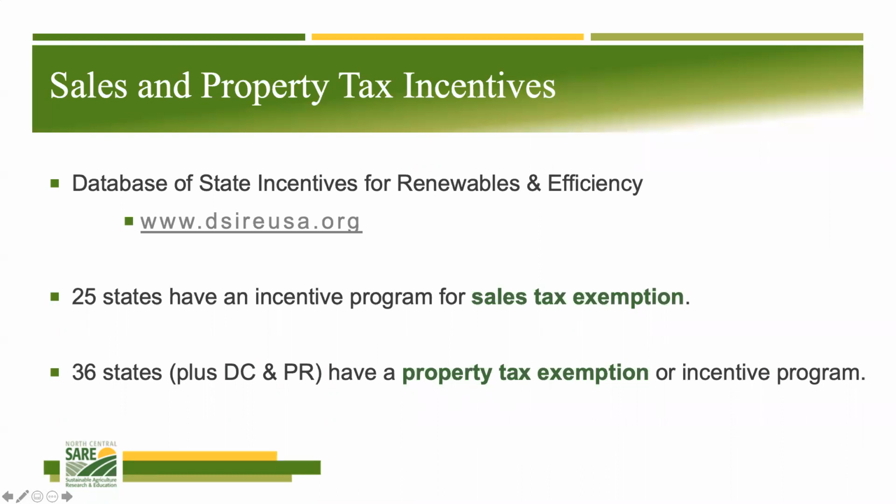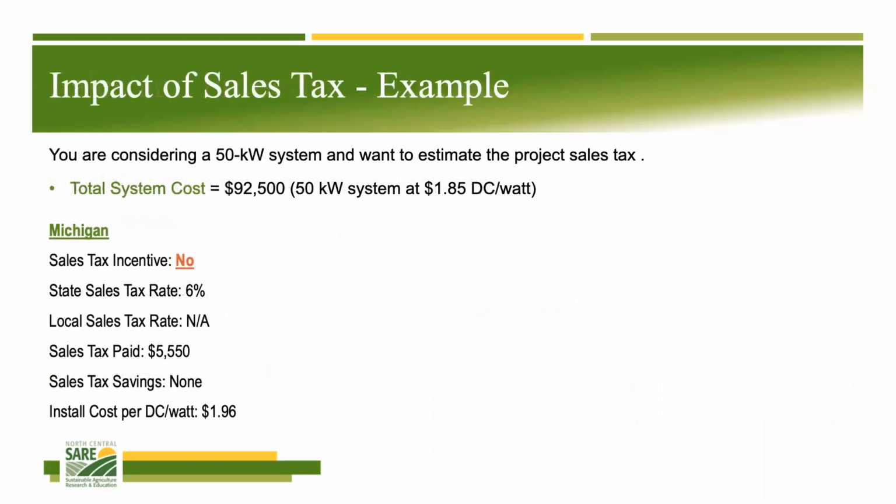Last time I did a spot check, there were 25 states that had some type of incentive for sales tax and 36 that had some type of property tax exemption program. I want to give a couple of examples about why this is important. As I think about sales tax and property tax, we could include that in today's portion as we talk about the cost.